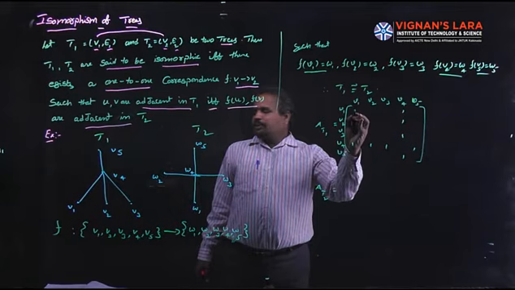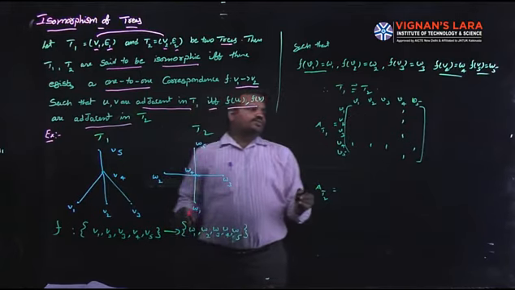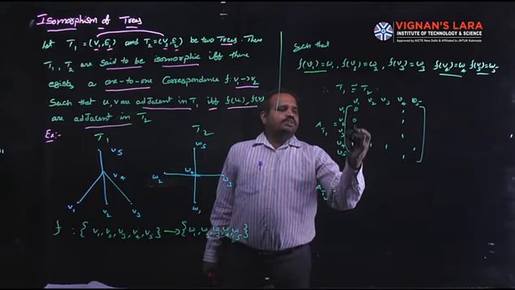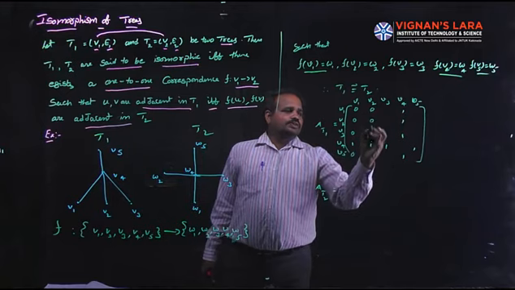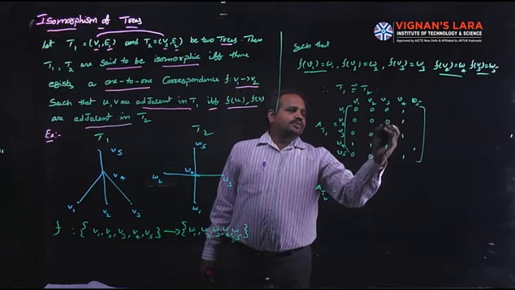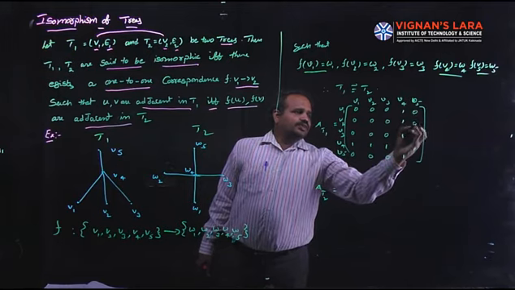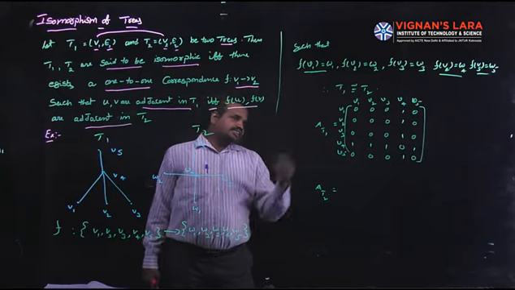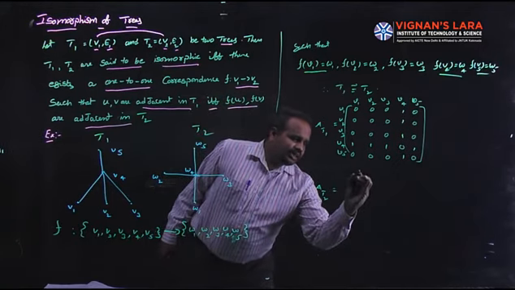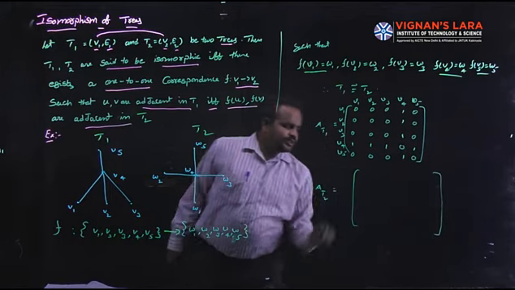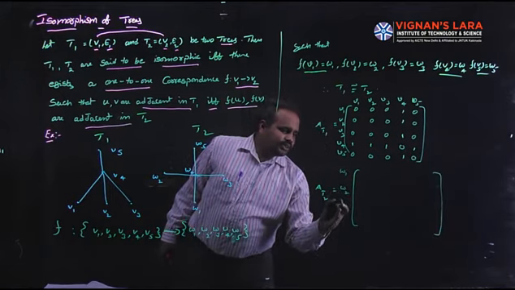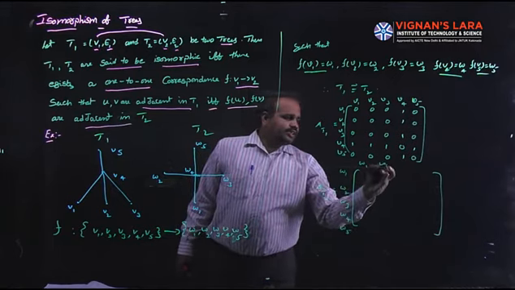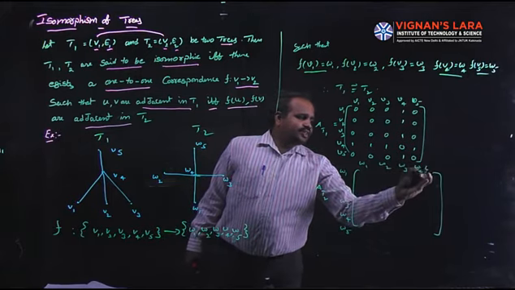The remaining entries all become zeros, because there is no edge between those vertices. So this is the adjacency matrix corresponding to T1. Now similarly, the adjacency matrix corresponding to T2, with vertices W1, W2, W3, W4, W5 along the rows and columns.